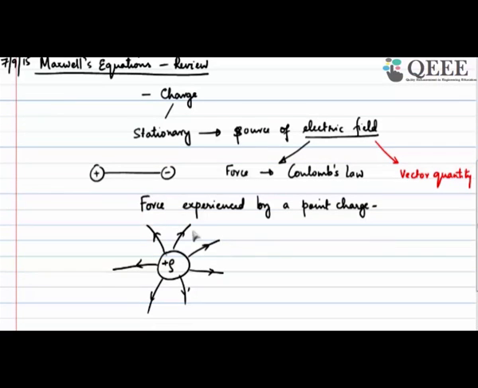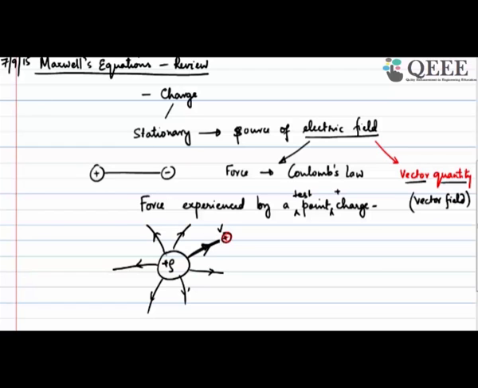Because if I keep a positive test charge here, this is my test charge which I have represented in red, this charge is experiencing a force outward. It's going to experience a force away from this positive charge, which is why I'm drawing the force field in this direction. Now the strength of this electric field at this point, because it's a vector quantity, it's actually a vector field, which means it has some magnitude and is pointed in a specific direction.